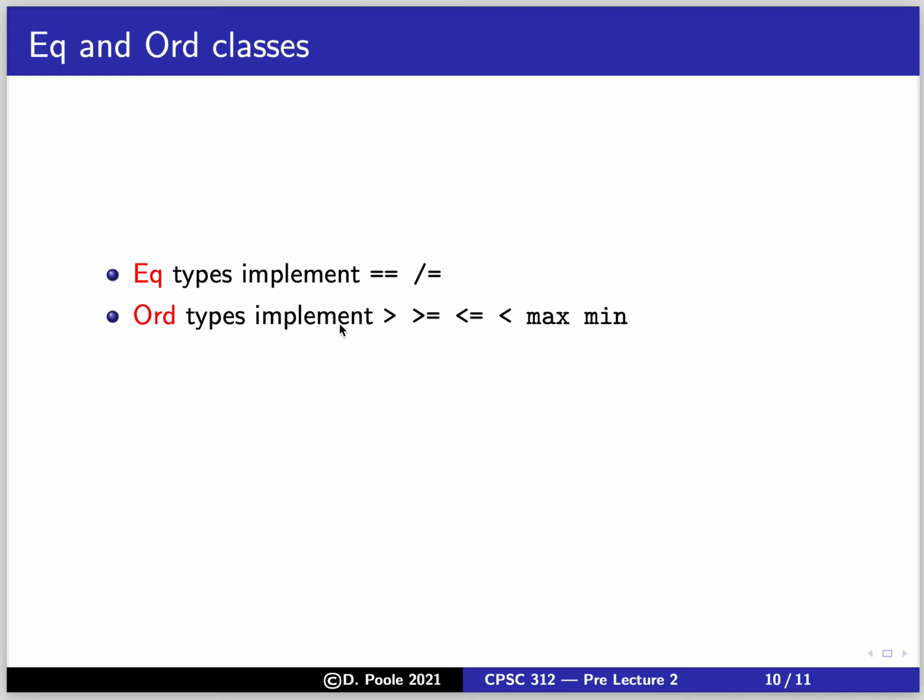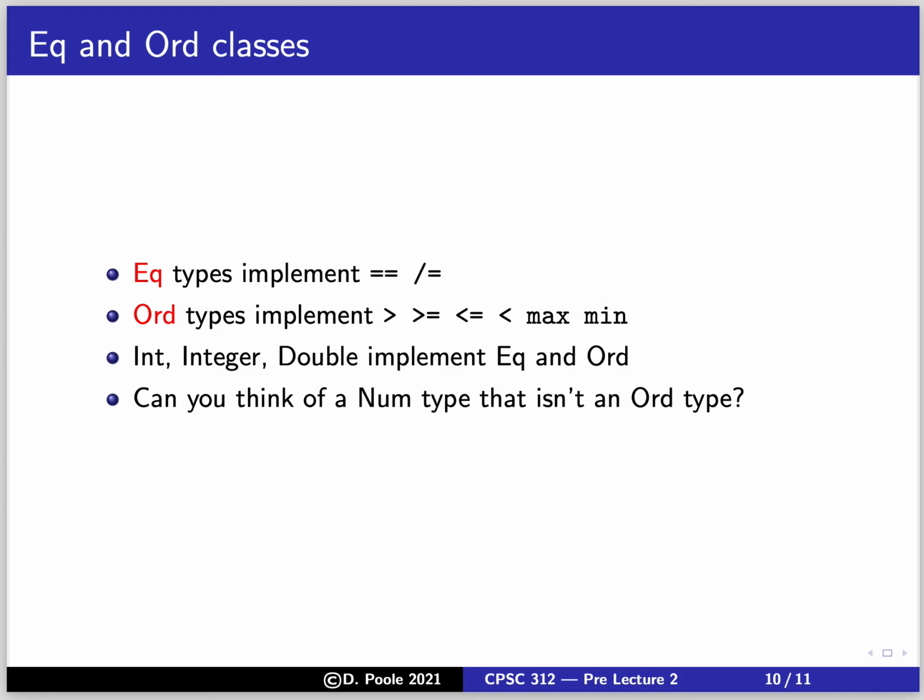Ord classes are the ones that are defined with ordinals in. So they implement greater than or equal to, less than or equal to, less than. They also implement max and min. Okay, so integer and double implement EQ and ORD, so they have both equality and ordering. And just for class, can you think of a num type that isn't an ORD class? What's a num type if it's not ordered? Because that's something that can be of num type but isn't an ORD class.